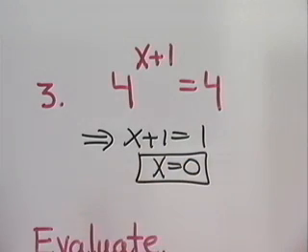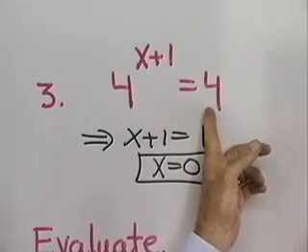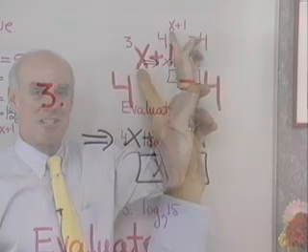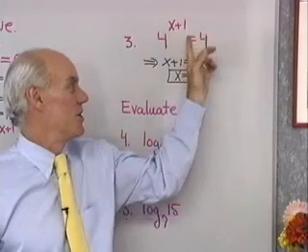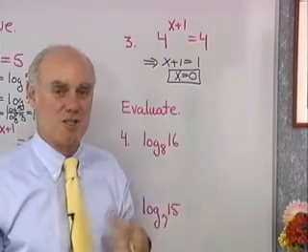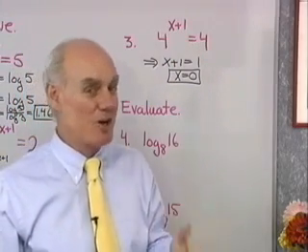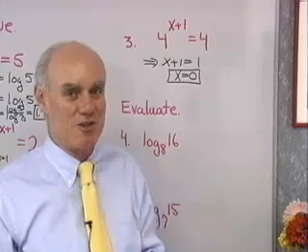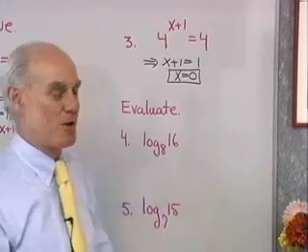So the only way 4 to the x plus 1 can be equal to 4 is if x is equal to 0. So I have 0 plus 1 is 1. 4 to the 1 is equal to 4. So that's a problem that's very simple to solve without using logarithms, although logarithms will work with it also. Let's look at some change of base problems.